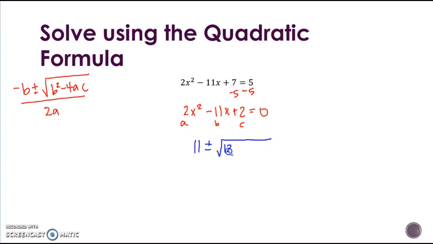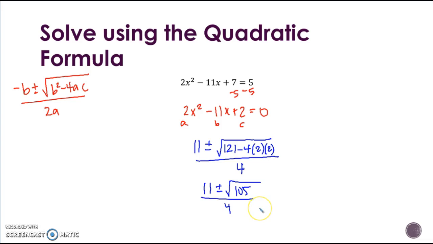My b squared is 121. Remember, b squared is always positive. Minus 4 times 2 times 2, all over 2 times a, or 2 times 2, which is 4. This is going to stay negative, and 4 times 2 is 8, 8 times 2 is 16, and 121 minus 16 is 105. So I have plus or minus the square root of 105 all over 4.